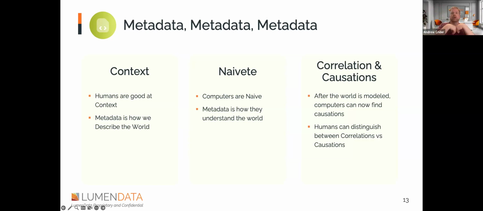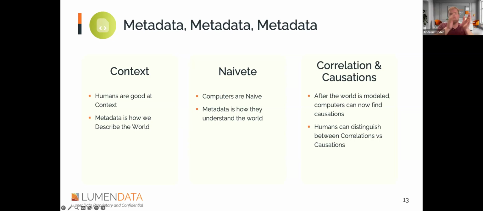And humans are really good at understanding this and building these rules. But to communicate it to the computer, which is naive in the sense that it only knows what it knows, it doesn't know everything that it doesn't know, we need to describe it via metadata so that it can be consumed and then build its understanding and its results based on that information.